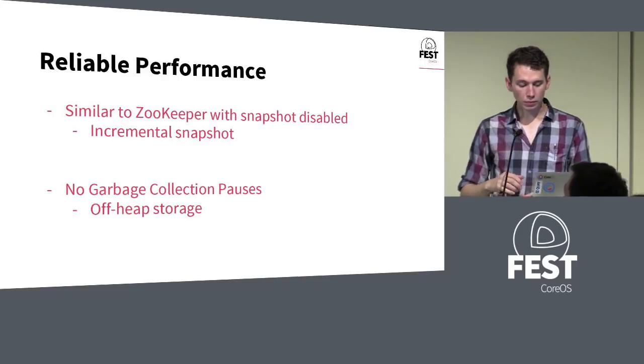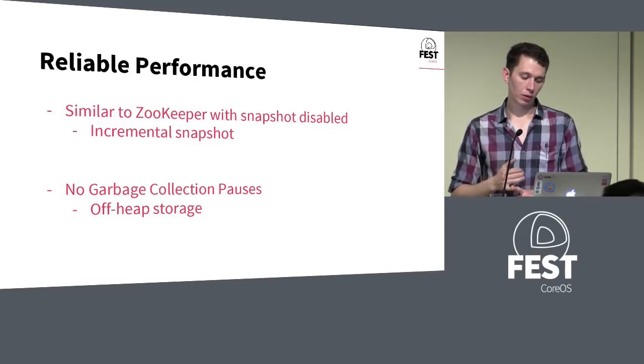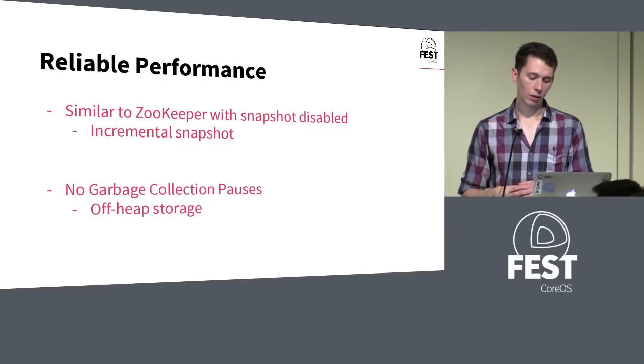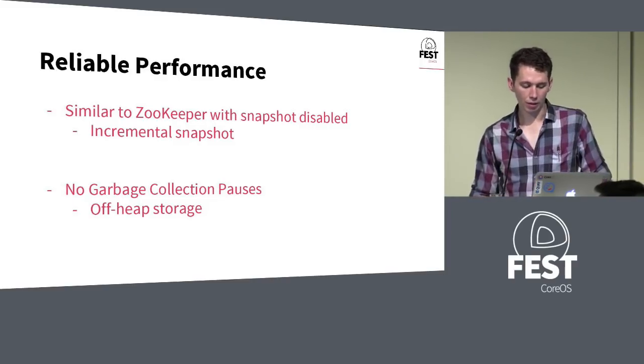So in etcd v3, we're aiming for really high, reliable performance. We want performance similar to Zookeeper's with snapshots disabled. We're able to do this through a new incremental snapshot system inside of etcd v3, and we avoid garbage collection passes and pauses by keeping the storage off heap.